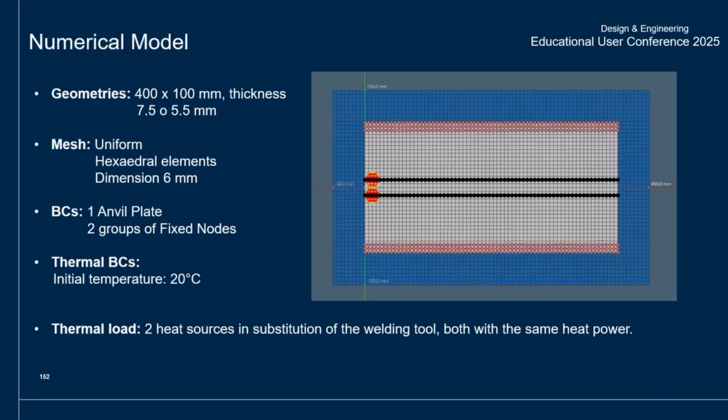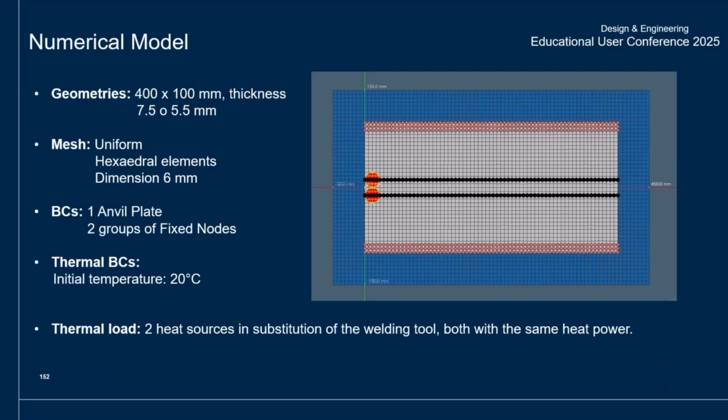The boundary conditions applied to the plates try to reproduce as well as possible the fixing method implemented in the welding machine of Thales Alenia Space Italia. So they are represented by an envelope plate, blue in the figure of the slide, and a series of fixed nodes at the extremities of the plates, which are represented by the pink color in the same figure.